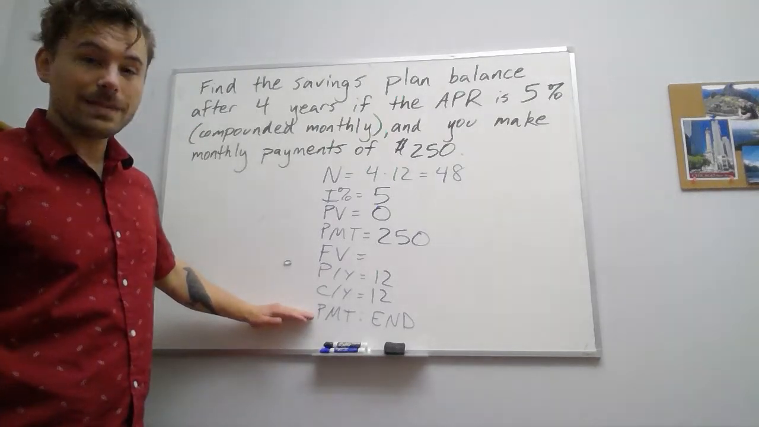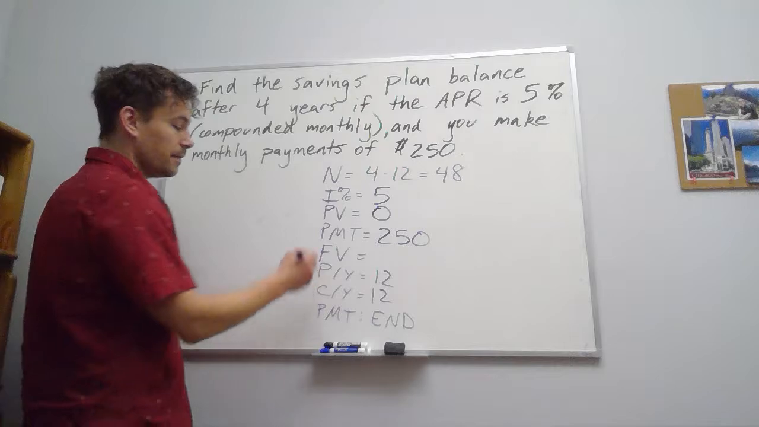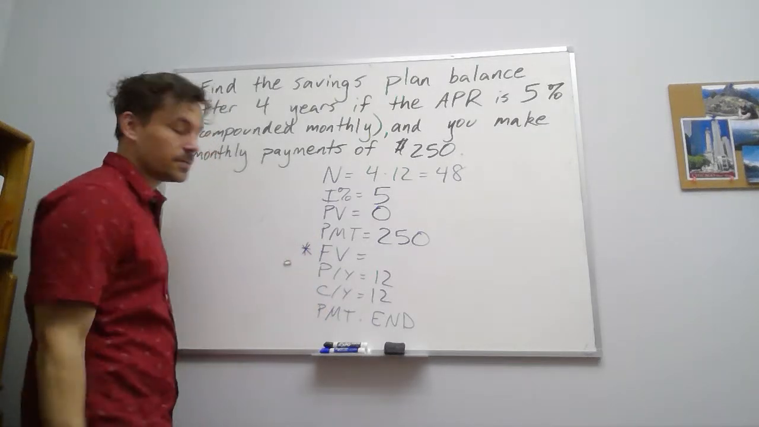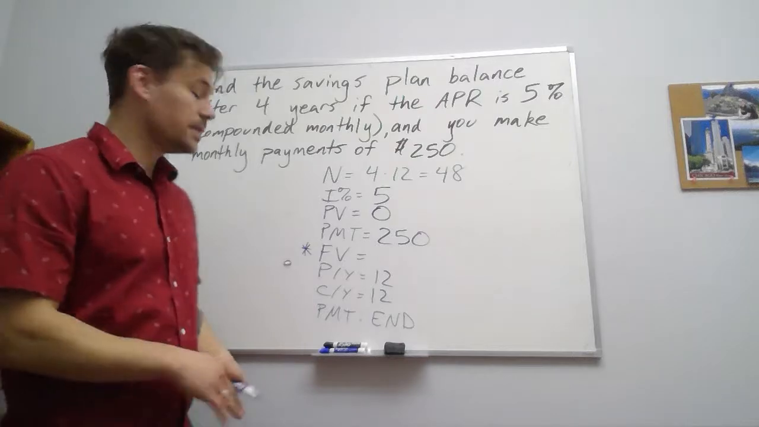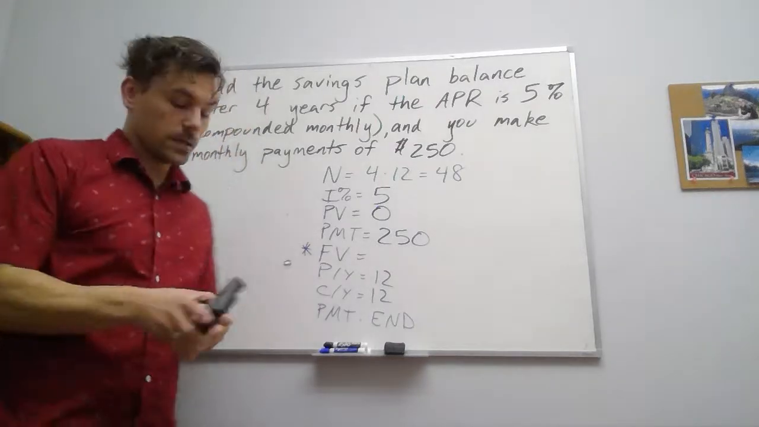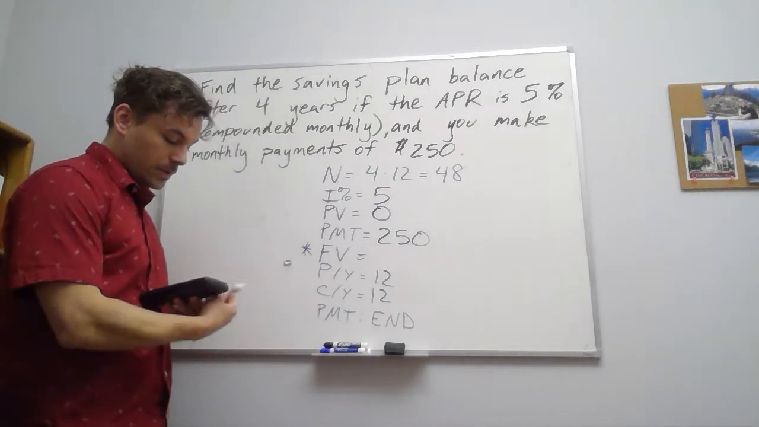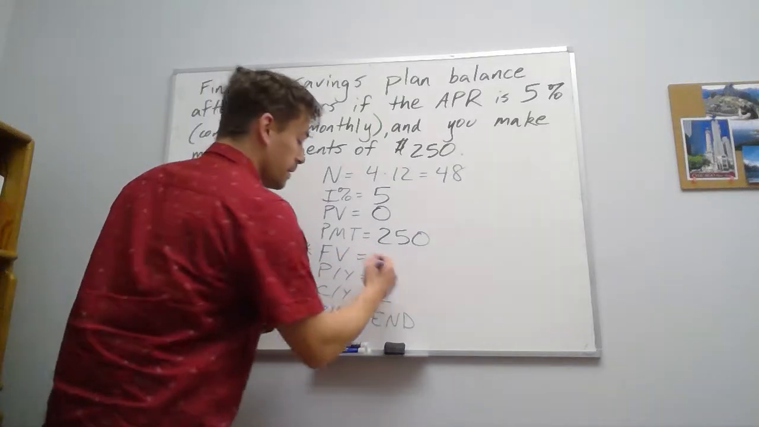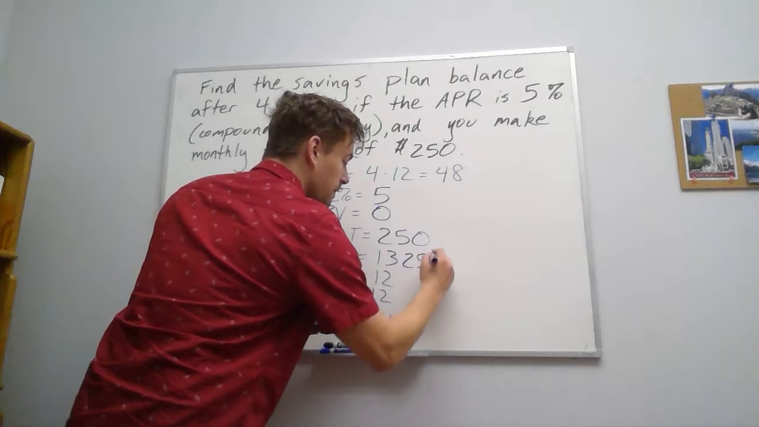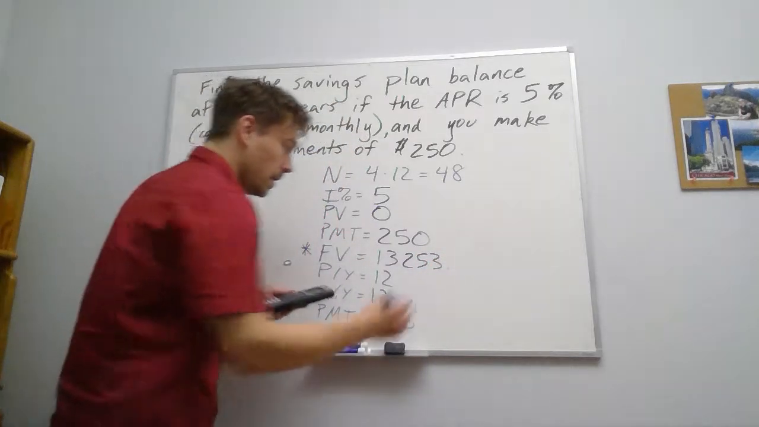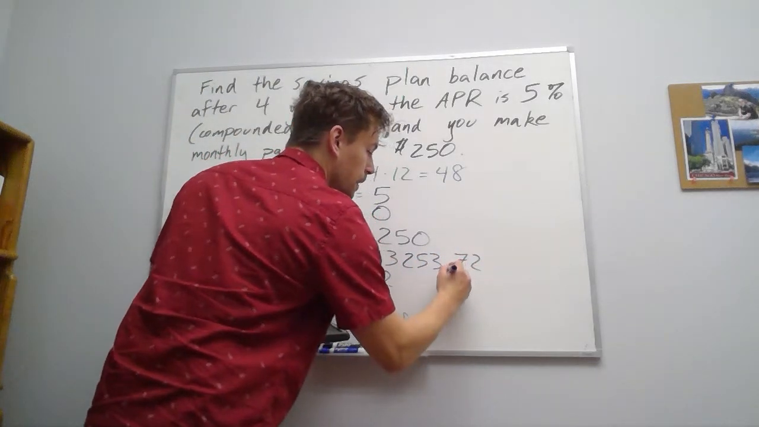We want to make our payments at the end. And then for this future value, this is where we hit alpha enter. That'll get us to solve this problem. And so if we do that, we end up with, looks like, 13,253 and 72 cents.